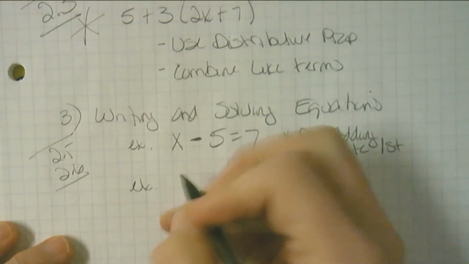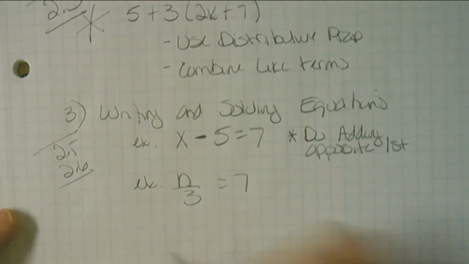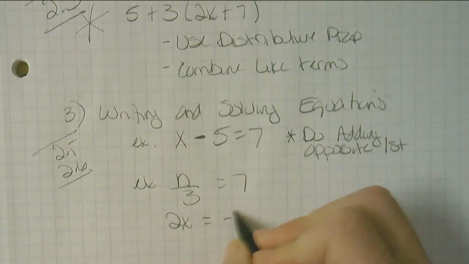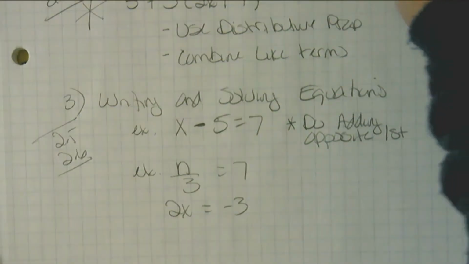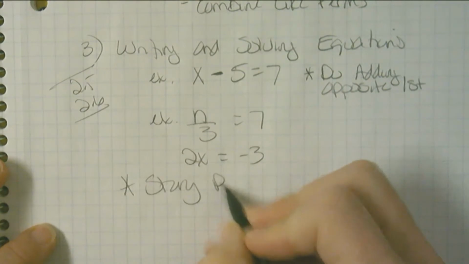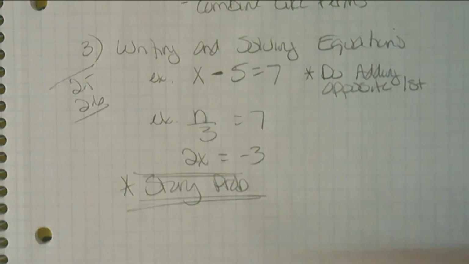Another one is something like n divided by 3 is equal to 7. Okay? 2x is equal to negative 3. These are all examples of those kinds of equations. But the big thing I also want you to know is there are story problems in this. I would definitely go back to story problems from that section. Those two sections. The last thing we did were inequalities. They're exactly the same as those equations. They're the same story problems.